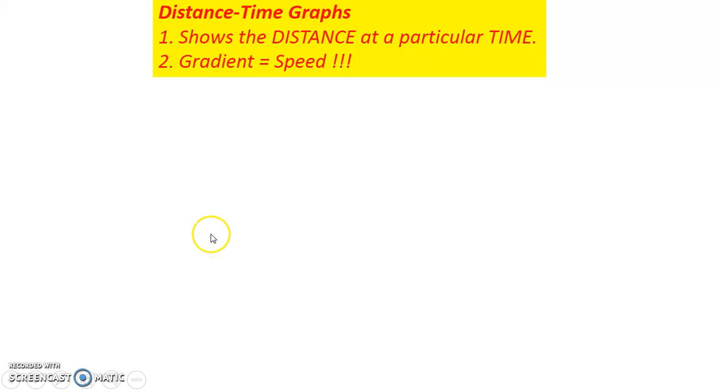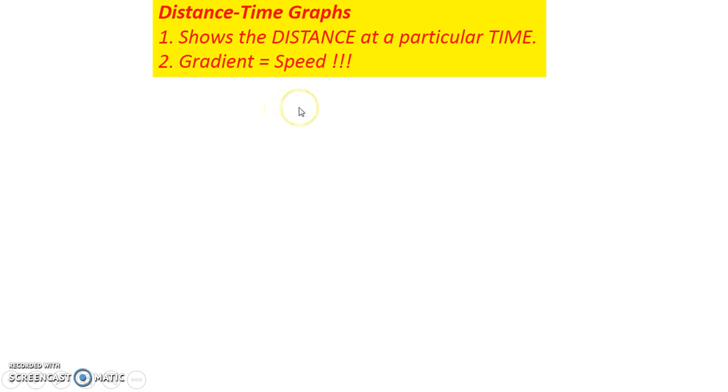Hey guys, okay, so just a quick recap on distance time graphs. The two main things we can tell: the first one is pretty obvious. In a distance time graph, we can tell the distance at a particular time. The second thing we can tell from a distance time graph is that the gradient is equal to the speed.